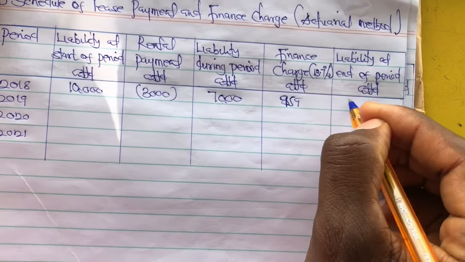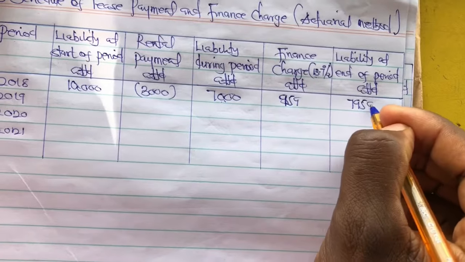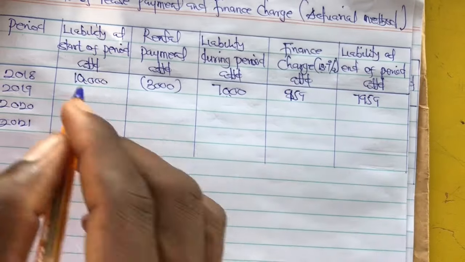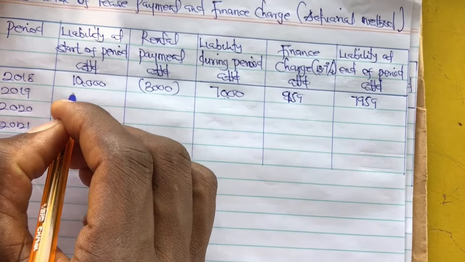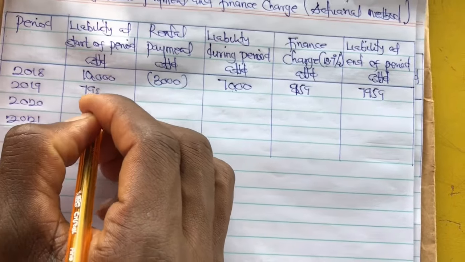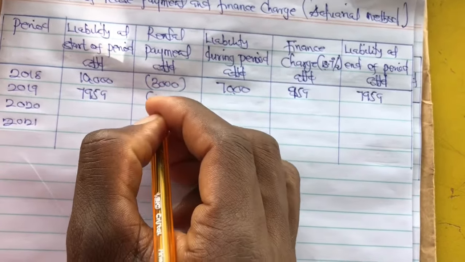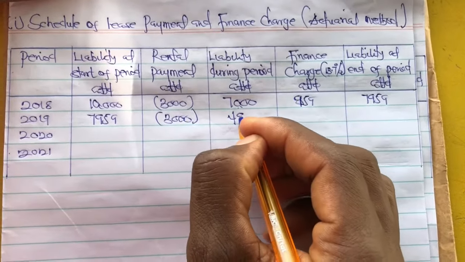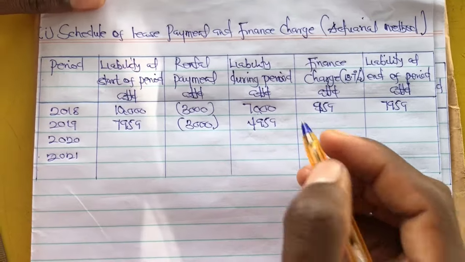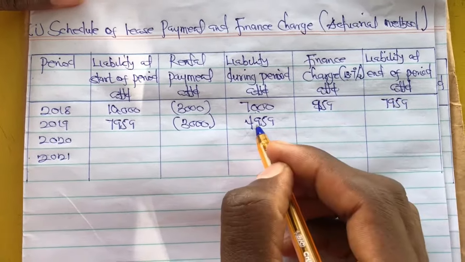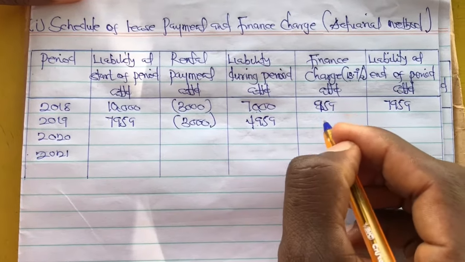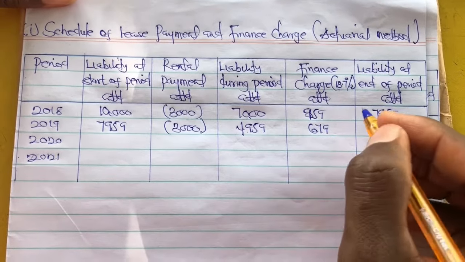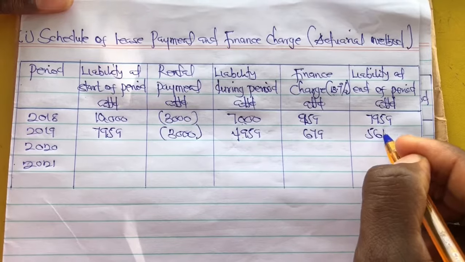That is going to give us 7,959. Remember that the closing liability for 2018 becomes the opening liability for 2019. So 7,959. Then we take the rental payment, and that is going to give us 4,959. Then we apply the interest rate implicit in the lease on the outstanding liability, and that is going to give us 679 Ghana cedis. Then we add the two, and that is going to give us 5,638.